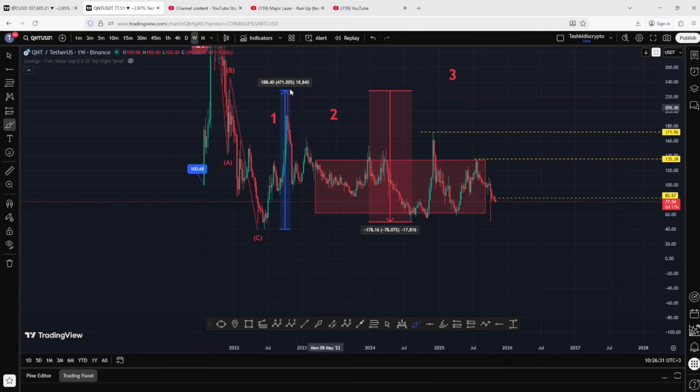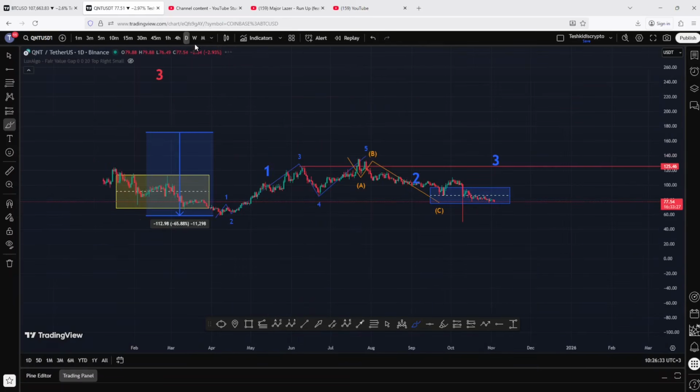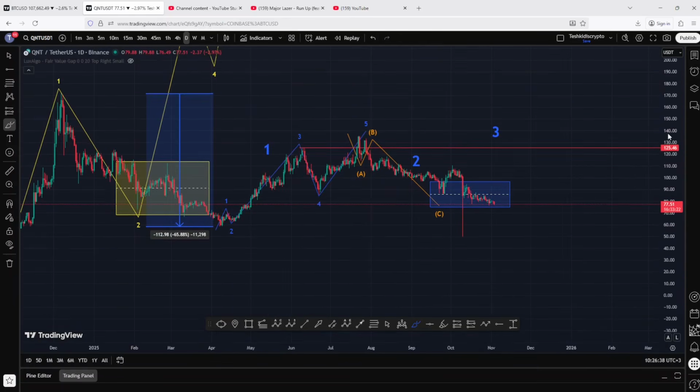But for now, we need to be cautiously bullish, continue watching those key areas of support, and the key area of the significant high we need to see a break above lies above the 135 USDT mark for us to consider that we could be getting back into bull market mode here on the QNT chart. So let us be patient and see how that plays out, and I will ensure you stay up to date.